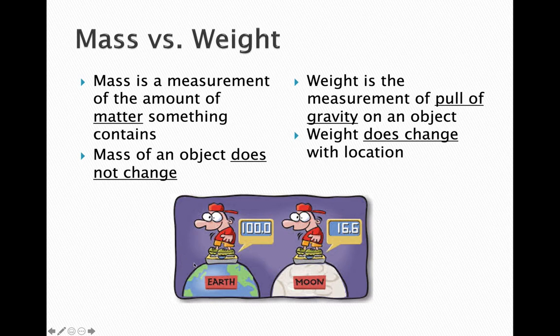As we learned from yesterday, air does have matter. It's nitrogen and oxygen and a little bit of trace gases. So it does have matter, even though we can't see it. It's molecular, we can't see it. The mass of an object does not change. That means the amount of particles in something is the same, regardless of where you are. Weight, on the other hand, is the measurement of the pull of gravity on an object. So the weight does change based upon your location.